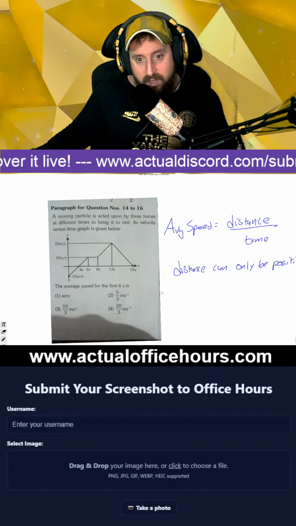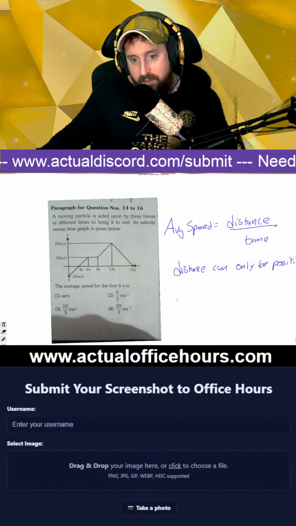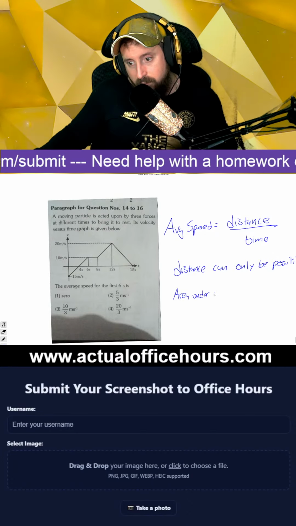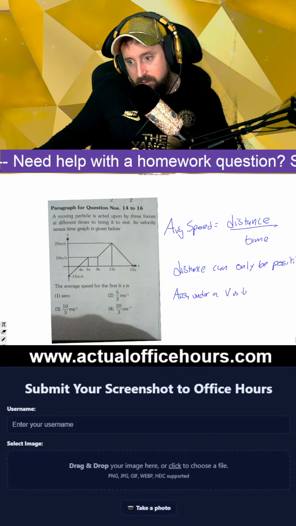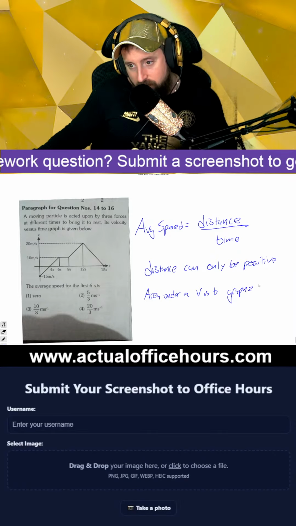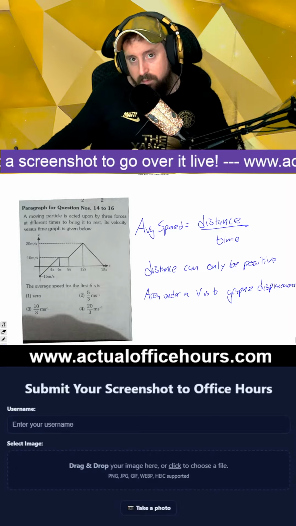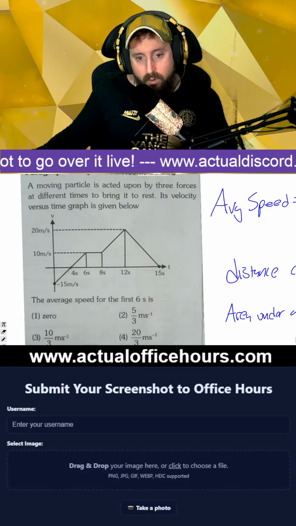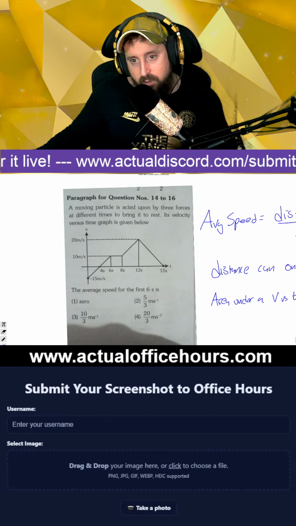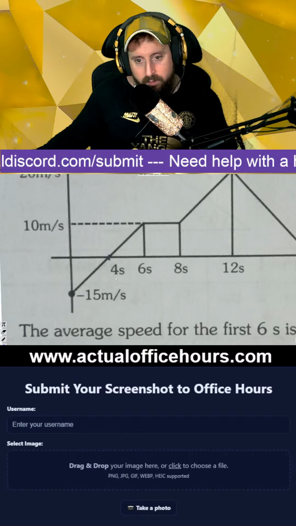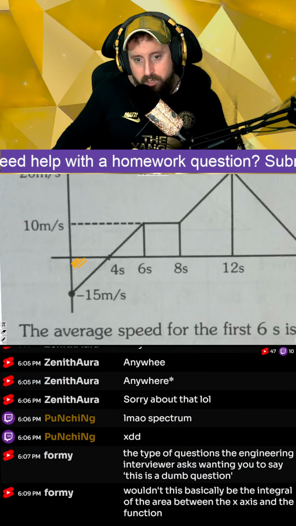So looking at this, I know that the area under a V versus T graph is equal to displacement. Yes, it would be. But I don't think he needs to do integrals, because I think this is like a high school question. So, mainly, you could have, and also there's simple shapes, right?